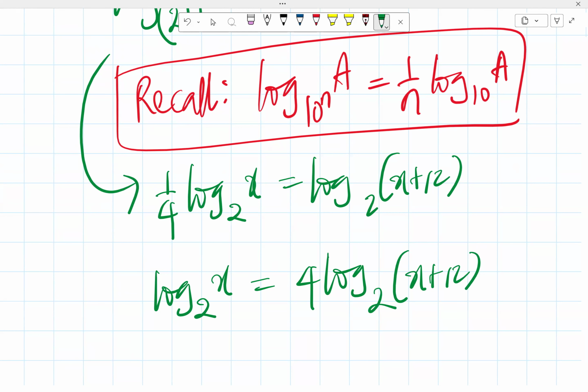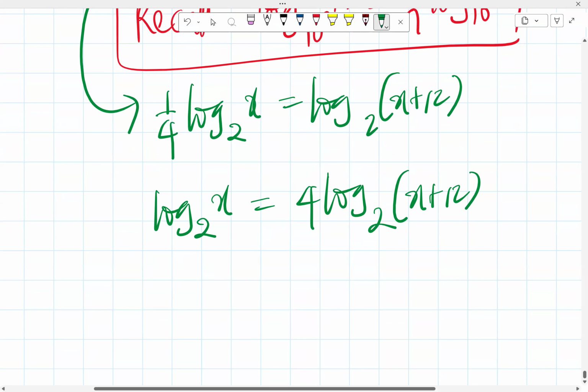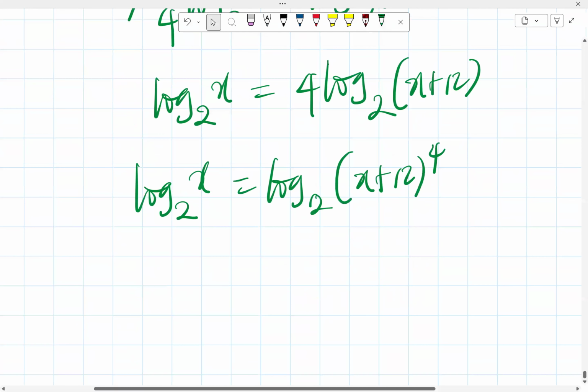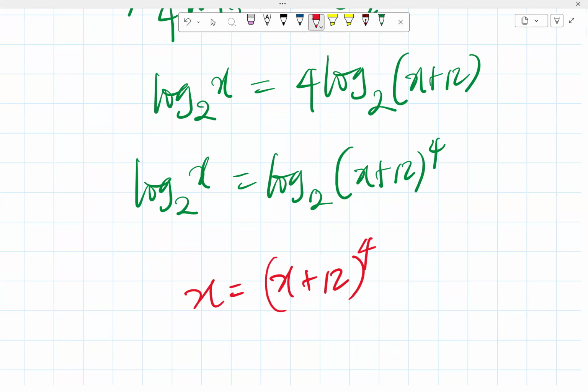Okay, so before we can compare what you have in front of the logs, you have to isolate the log. So we have log x to base 2 equals log x plus 12 raised to power 4 to base 2. Okay, so that means we can then say x is equal to x plus 12 raised to power 4.